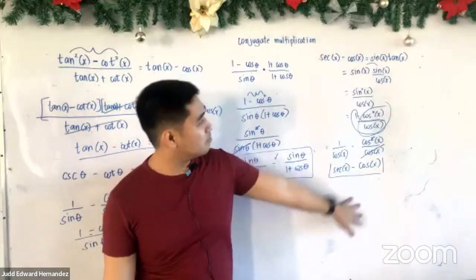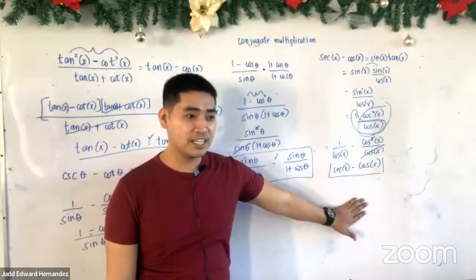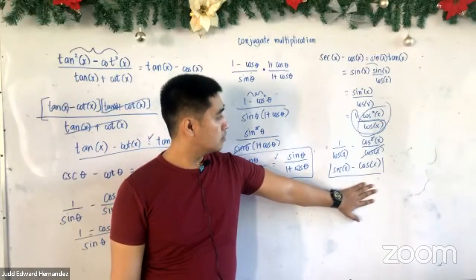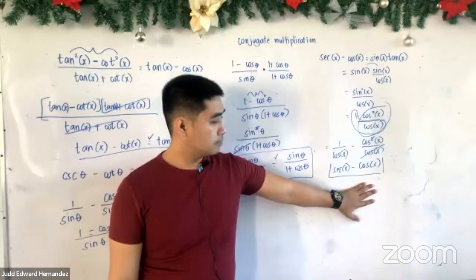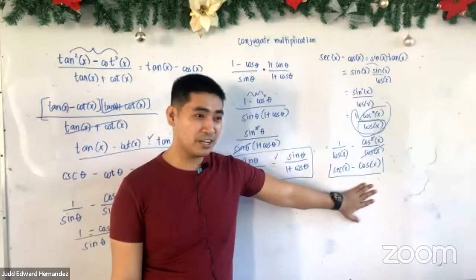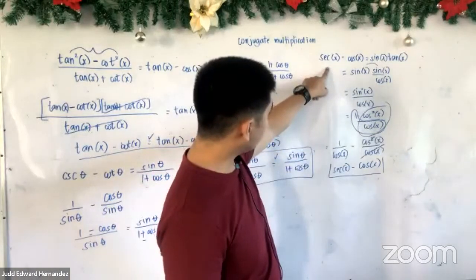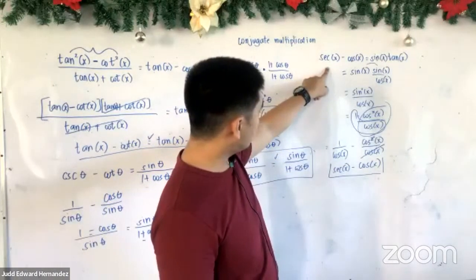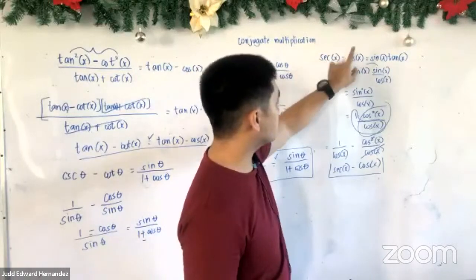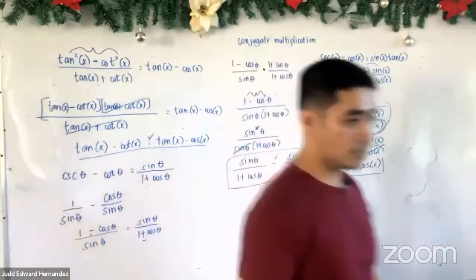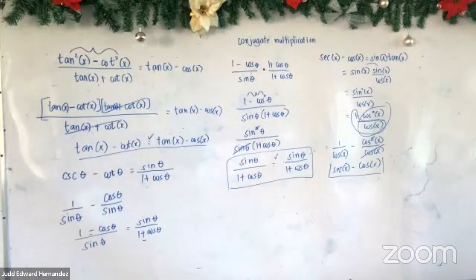Di ba madali? Anong mas nadalian nyo, yung kaliwa or yung kanan? Baka yung kanan, yung kaliwa, ano? Mas nadalian ba kayo sa kaliwa? 1 over cosine. At tas nag-multiply lang, so nag-minus. Okay. So same lang din naman siya. Okay, let's have another.